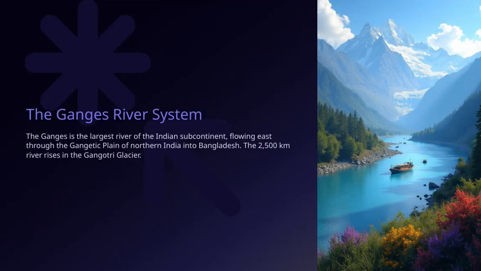Let's take a closer look at the Ganges River system. The Ganges is actually the largest river in the Indian subcontinent, which makes it incredibly significant for the region. It flows eastward through the Gangetic Plain, a fertile area in northern India that's vital for agriculture and communities. From there, it continues into Bangladesh, playing a crucial role in the lives of millions. The river stretches about 2,500 kilometers, making it one of the major water sources in South Asia. It all begins high up in the Himalayas, specifically in the Gangotri Glacier, which feeds the river and sustains its flow. Understanding the Ganges is key to appreciating how water shapes the environment, culture, and economy of this vast region.